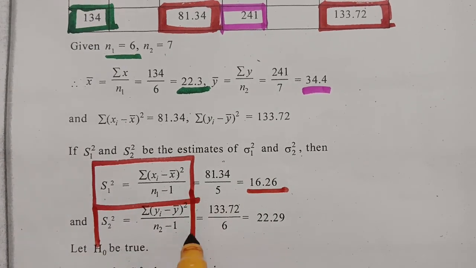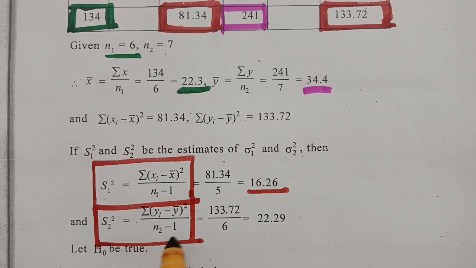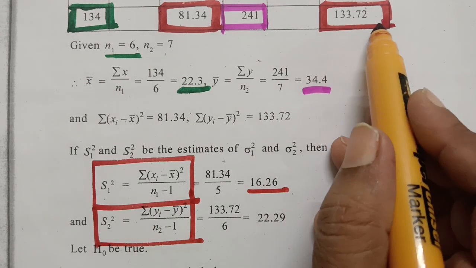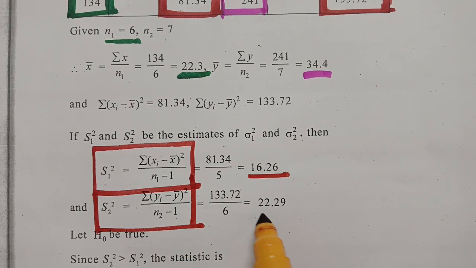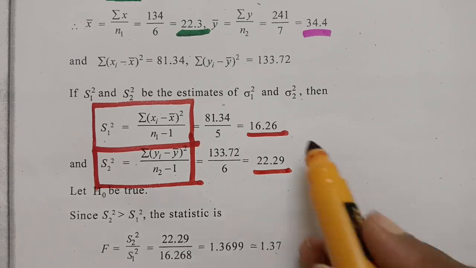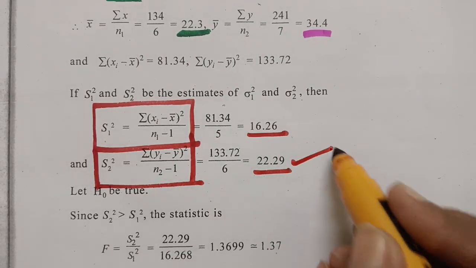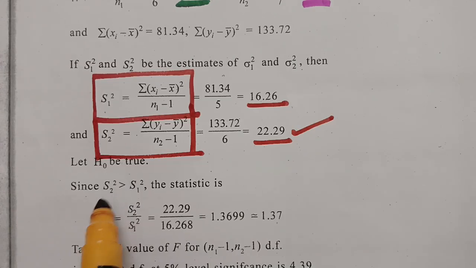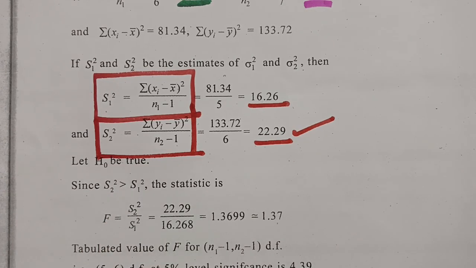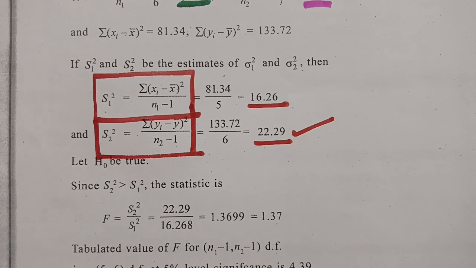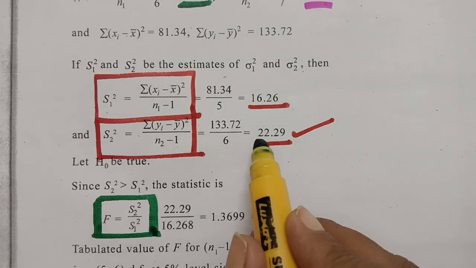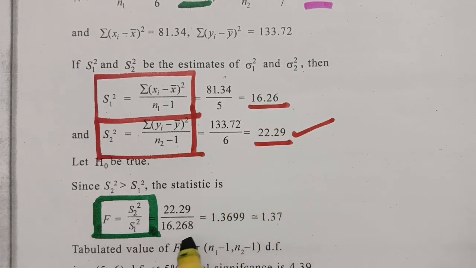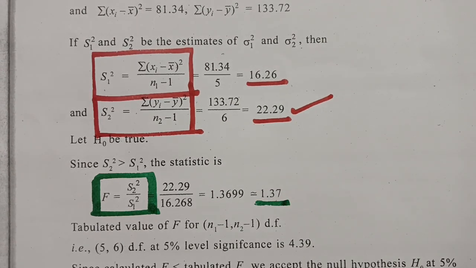And for S2 square, this is sigma yi minus y bar whole square by n2 minus 1. This is 133.72 by n2 minus 1. n2 is equal to 7 minus 1, which is 6. That is 22.29. So here among these two, which one is bigger? S2 square is bigger. So as S2 square is greater than S1 square, for the test statistic, the formula will be: whichever is greater should be in the numerator, that is S2 square by S1 square, that is 22.29 by 16.268. The value here is approximately 1.37. The calculated value here is 1.37.